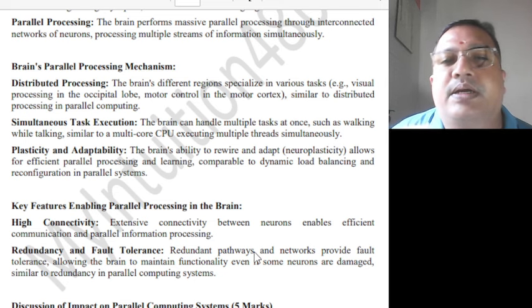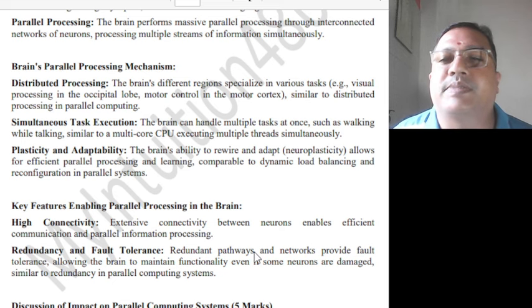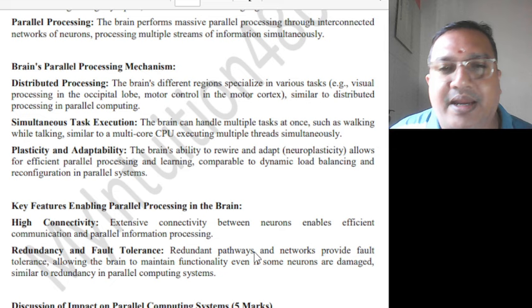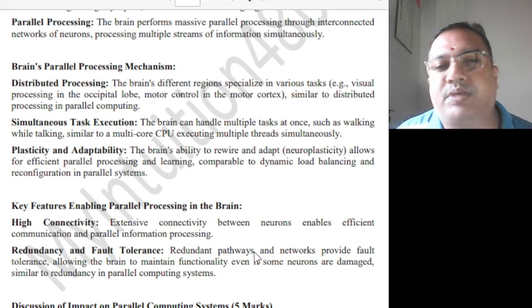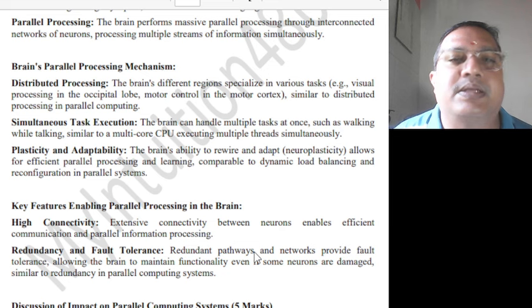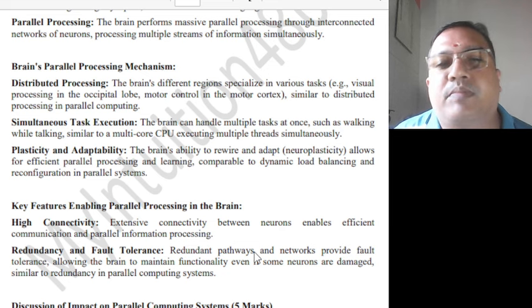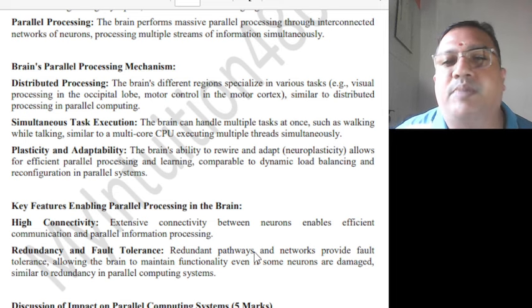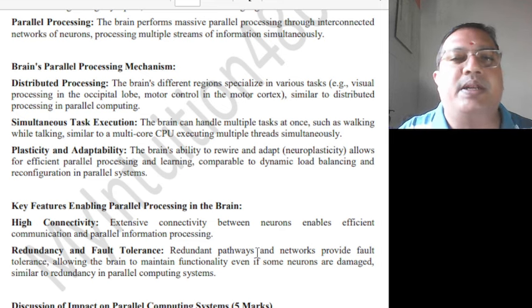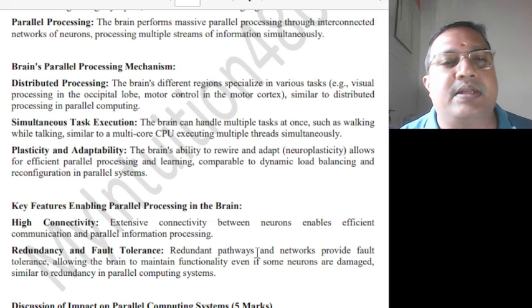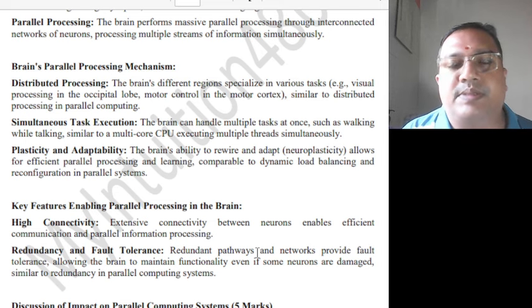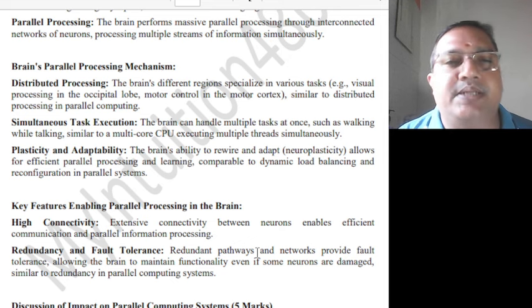Then another comparison mechanism of processing, like simultaneous task execution. The brain can handle multiple tasks at once, such as walking while talking, while listening, reading, similar to the multi-core CPU executing multiple threads simultaneously. Okay, so multi-core CPU, you know what multiple threads simultaneous means, that also you know. So just compare that, it is a simultaneous task execution that is needed in a computer system, similar to that of a brain system.